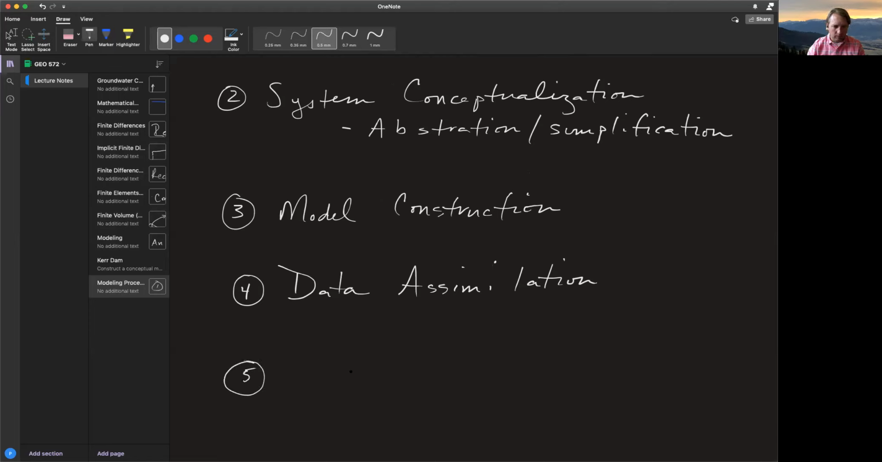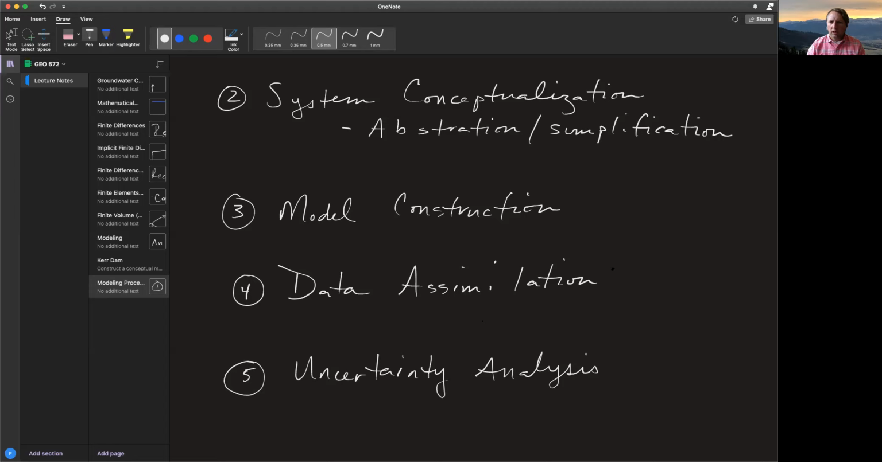Fifth step is what I'm going to call uncertainty analysis. And this is sort of the formal time where we look at how our model compares with data.